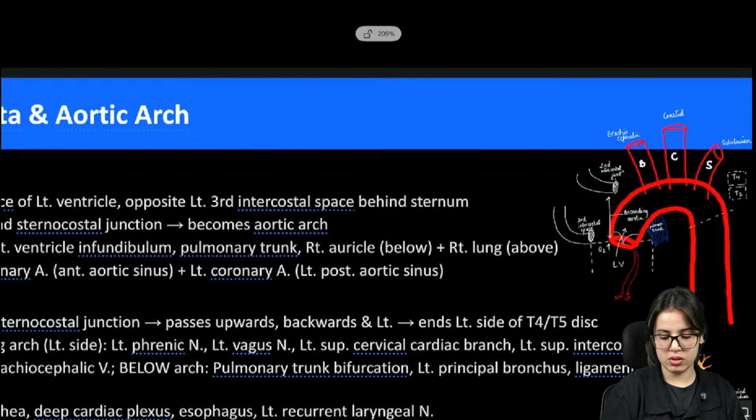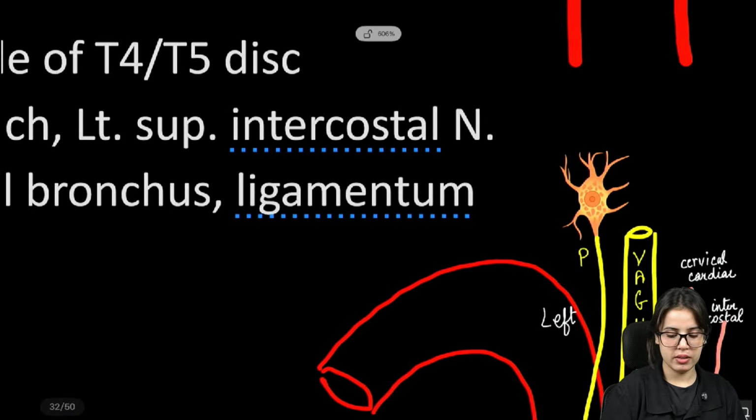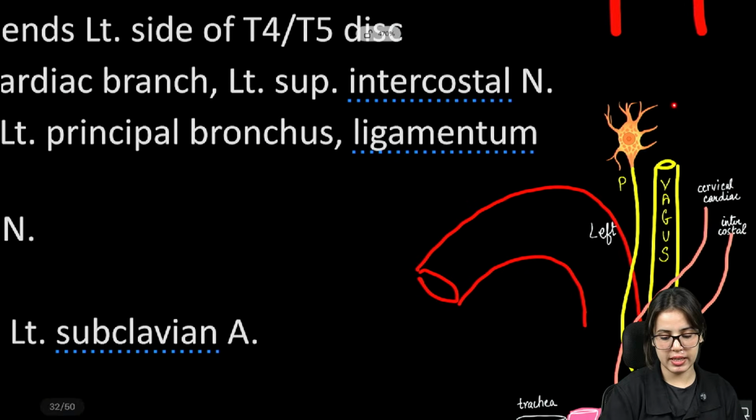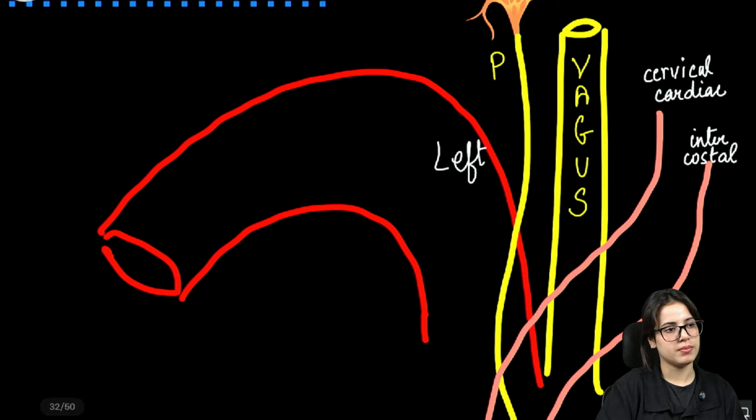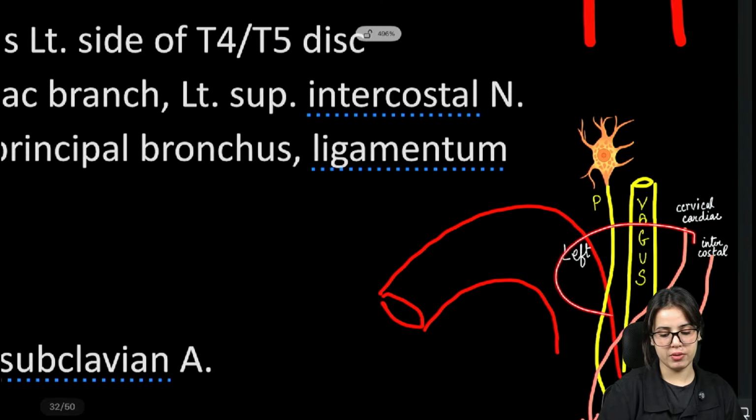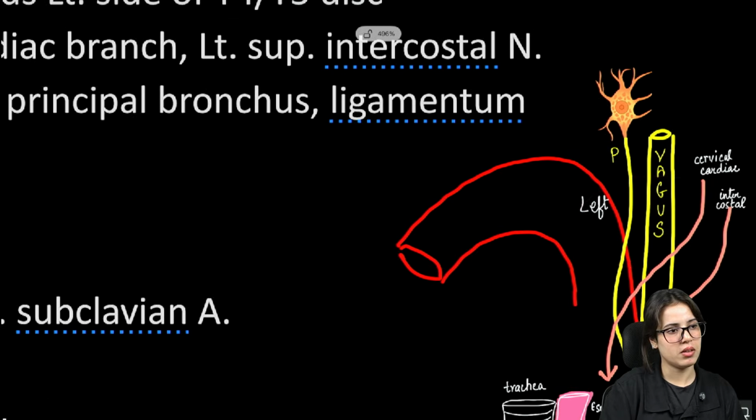What are the relations of the arch of aorta? On its left side, we have the phrenic nerve, the vagus nerve, the superior cervical cardiac nerve, and the superior intercostal nerve. This is what's present on the left. If you want to take a screenshot, that's better, right?